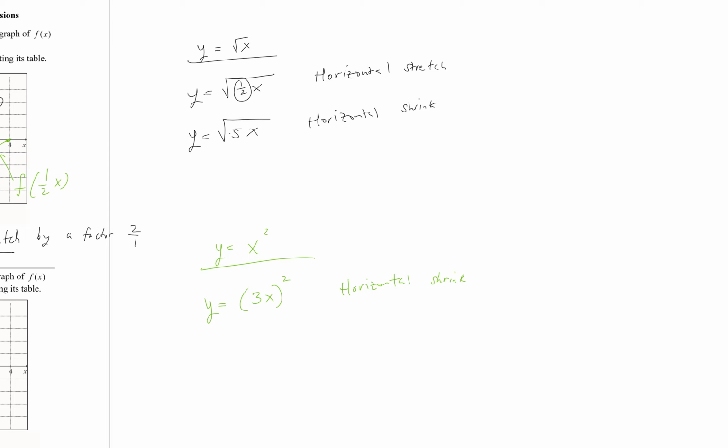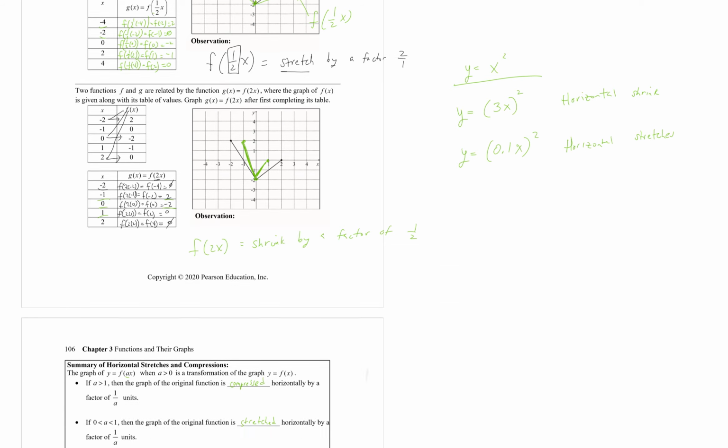But if I said y equals 0.1 x squared, well, 0.1 is a very small number, the same thing as 1 over 10, by the way. If I flip a small number, I get a big number. Remember that. So it horizontally stretches. Okay? Alrighty. So that's the idea. I hope this is making sense so far.